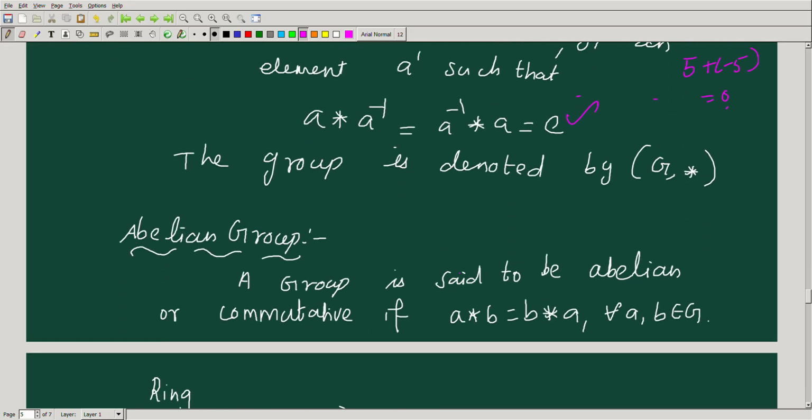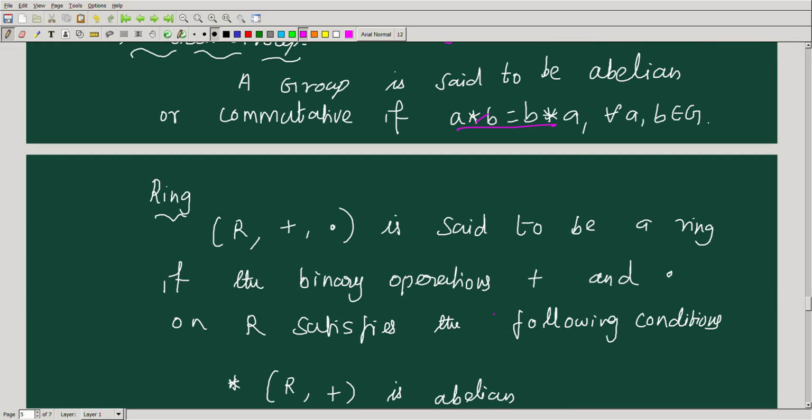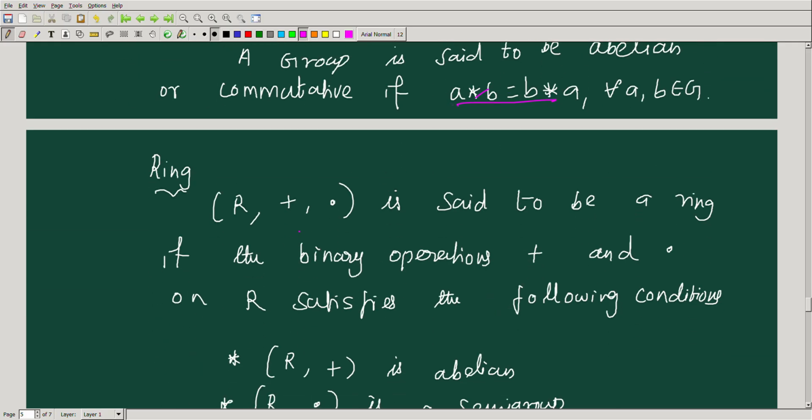Next we'll see abelian group. Abelian group is nothing but a group, meaning 4 axioms, with commutative law. A group with commutative law is called an abelian group. Next, ring. A ring is R, plus, star. This is under addition, this is under multiplication, and is said to be a ring.